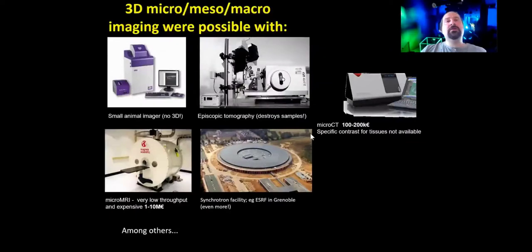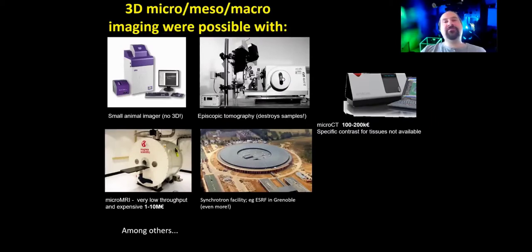Now, where did optical tomography come from and what does it do? What kind of problems does it address? Well, if you want to image large samples, as I've shown you, you can use some kind of small animal imager, but you are not going to get three-dimensional imaging most of the time, which is what we want.